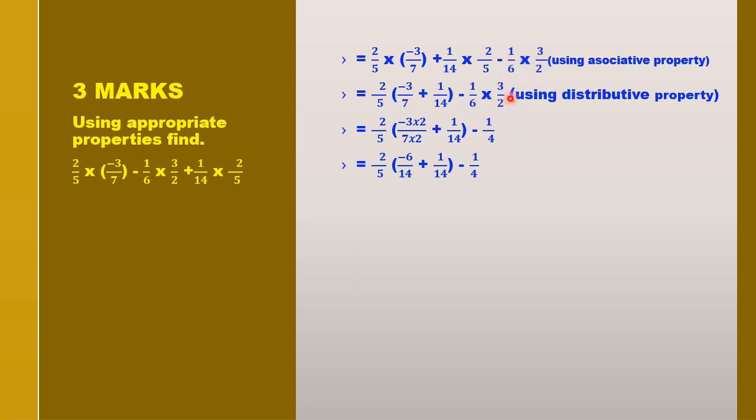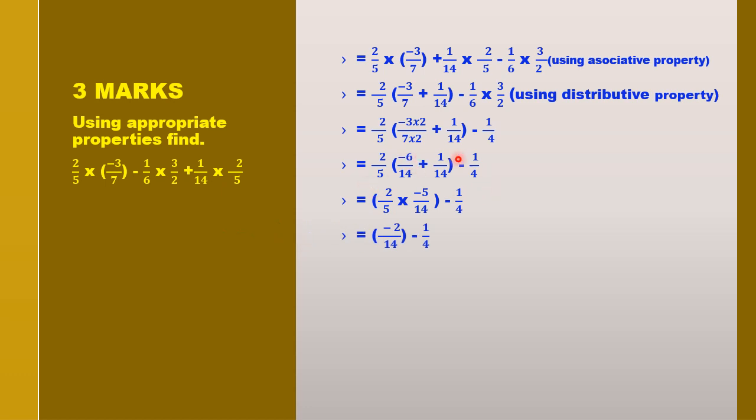Now, in the last you can see what is left, minus 1 by 6 into 3 by 2. When you cut this one, you get 3 twos are 6. So what is remaining? Minus 1 by 4. Here 2 by 5 is as it is. We have taken LCM inside the bracket. You multiply 7 by 2 in the numerator and denominator. Then when you multiply, you get minus 6 by 14 plus 1 by 14 as it is. Other terms are as they are.